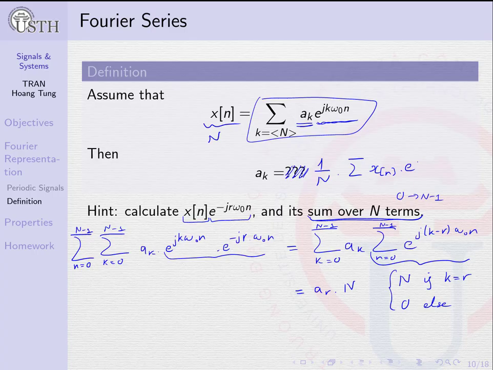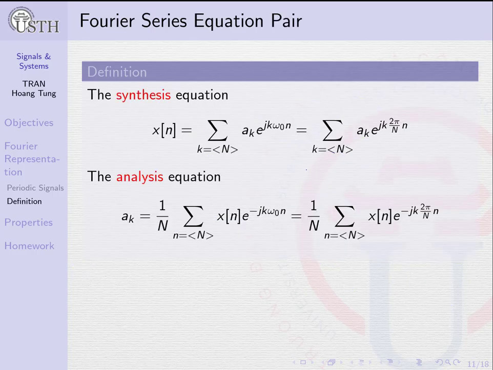multiplied by e power minus j k ω0 n, running within one period. So this pair, finally x[n] equal to that sum of a_k and a_k equal to that, is called the Fourier series pair for discrete signals. This is what I just explained, in a really beautiful form. Two similar formulas, with ω0 equal to 2π over N, and all sums here are calculated within one period.